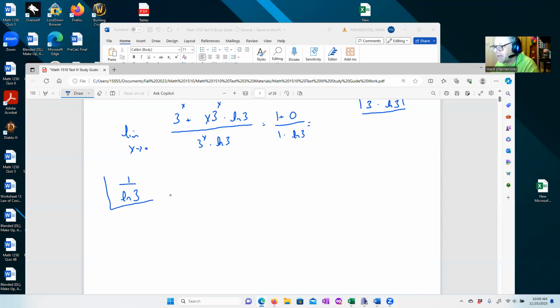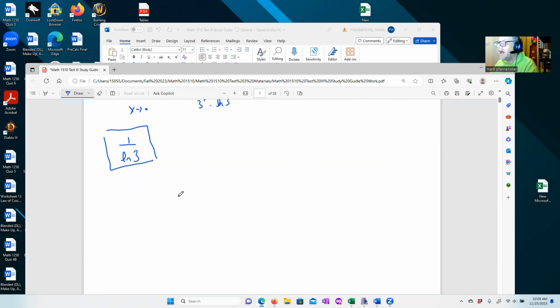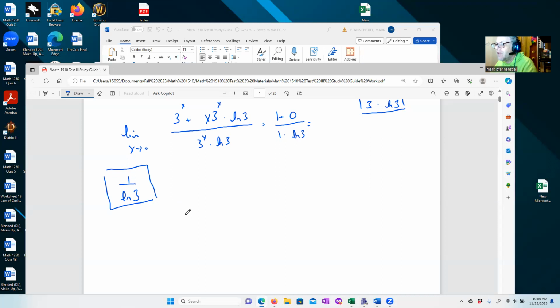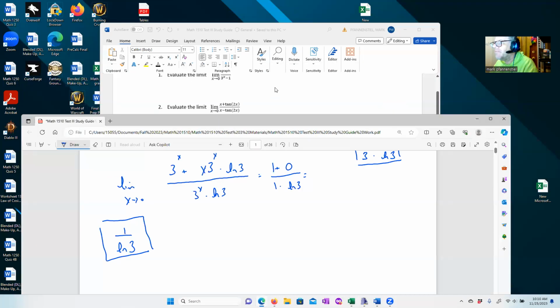And that seems to me like a reasonable limit. So that's not an indeterminate form anymore. Natural log 3 is a number. I'm sure it's delightful, but we're done. Okay, so that's what you have to do for that one. Okay, problem number 2. Let's move on to that one.